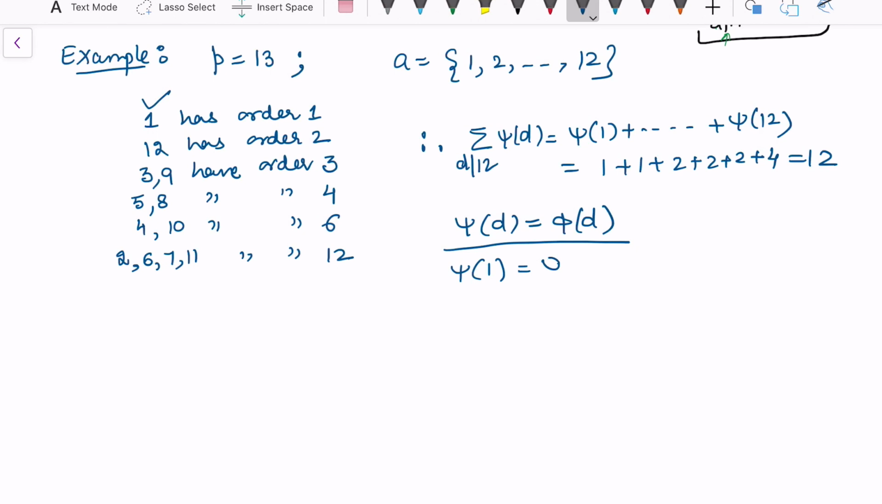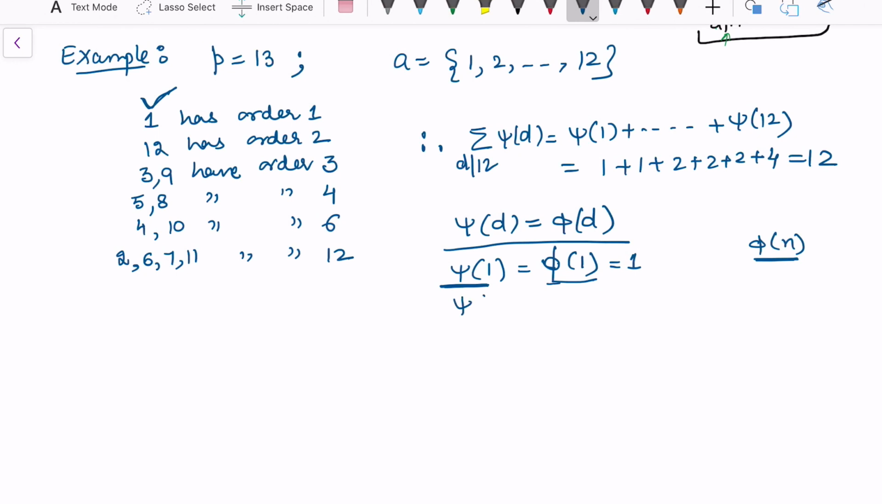So the divisor is 1. This is the same as phi 1. On this side, there is only one integer which has order 1, which is true. Phi 1 is 1; this is by definition. Phi n is the number of integers that are relatively prime with n and strictly less than n, which here is 1.